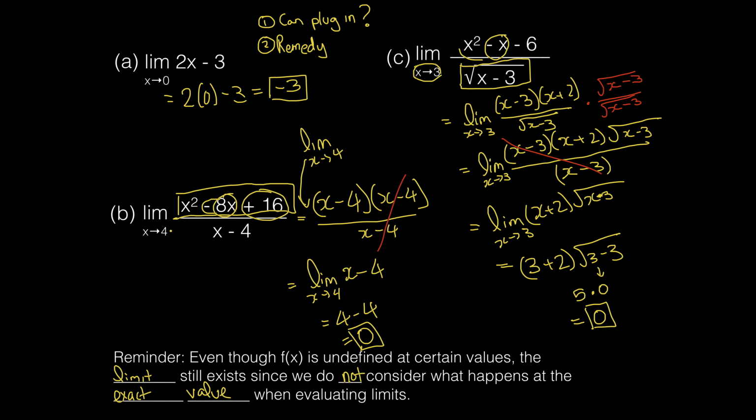Like if it said find the function of 4, then we would just say that's undefined. But because we're finding the limit, we can just say that we're finding values that are close to it. We can just say we're finding what it approaches.